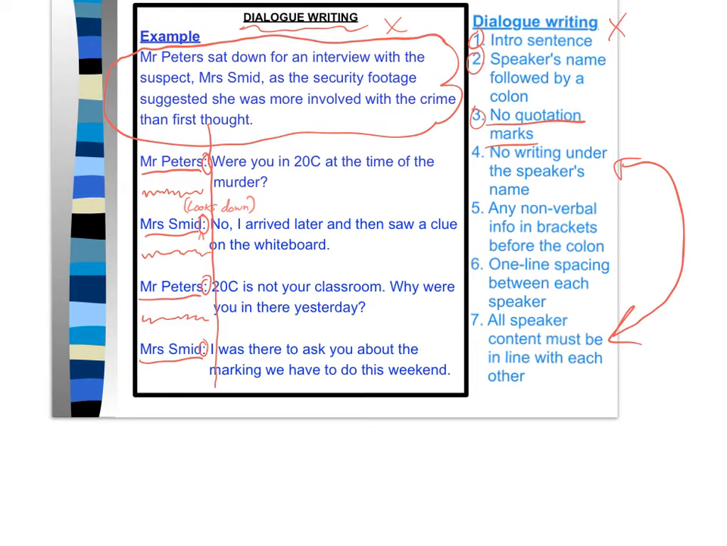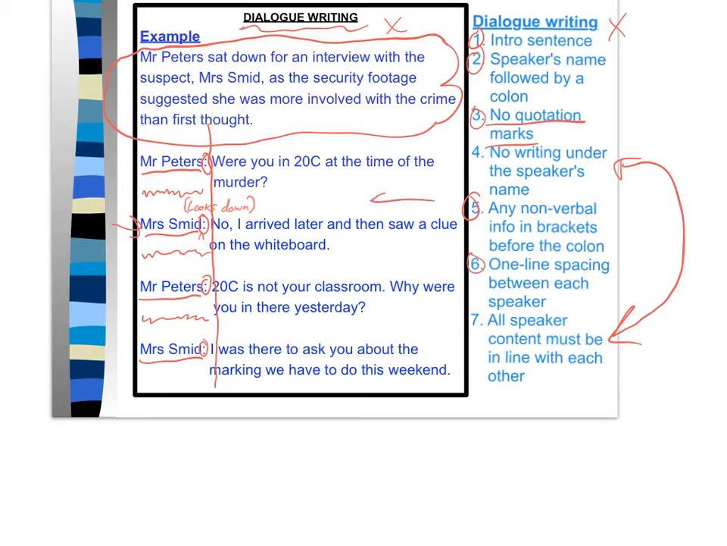Okay, so now number 5. Any non-verbal information has to be in brackets. So if you look just next to Mrs. Smith, where I'm writing an arrow here, before the colon, there should be a bracket, and then looks down, and then a closed bracket, if she actually did a non-verbal cue. And then number 6, 1-line spacing between each speaker.